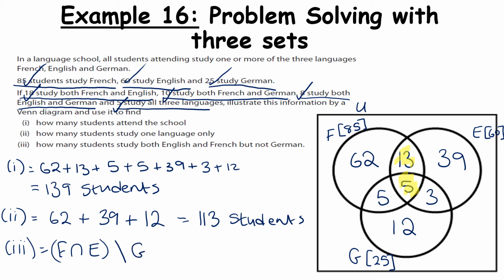French and English, it's commutative, it doesn't matter what way you write it, less G. So we're taking away that G part. So we're getting rid of this bit, which leaves us with 13. So that's how we could be asked the same question we've been answering, but it's asked in words.